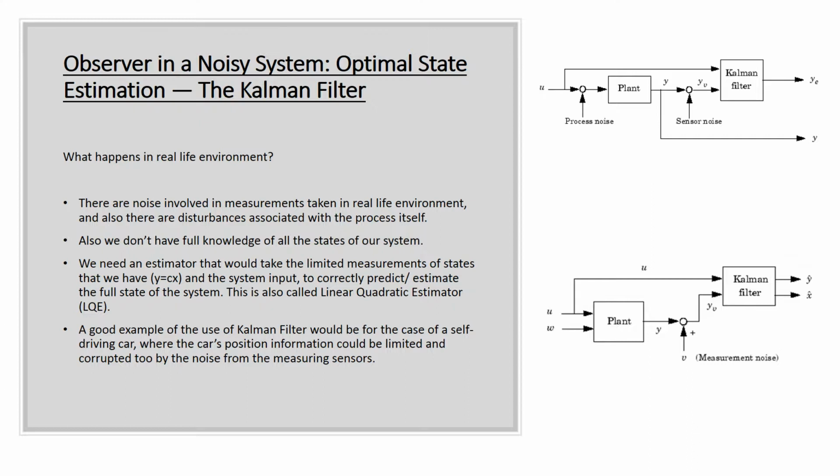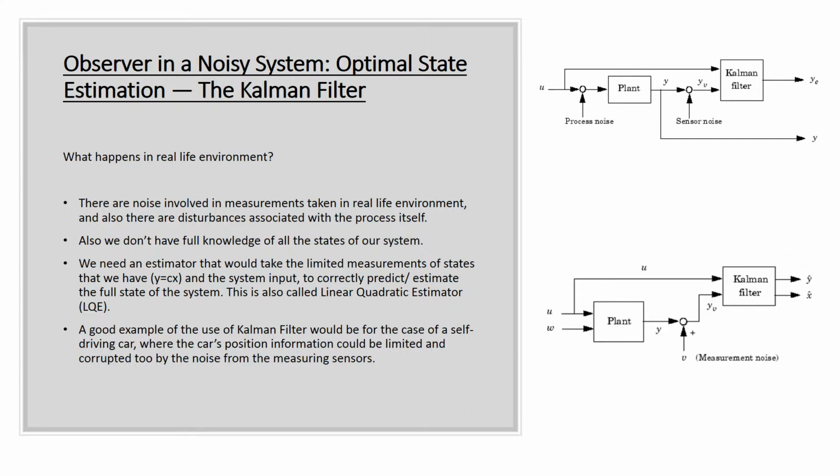So what happens in the real environment is that all the measurements that we take in the real environment are somewhat corrupted by the disturbance that is associated with the process. Sometimes the measurements that we take from the output are also corrupted by sensor noise. So in that case, we don't have the full knowledge of the states of our system, and the measurements that we are taking are also corrupted by some noise as well.